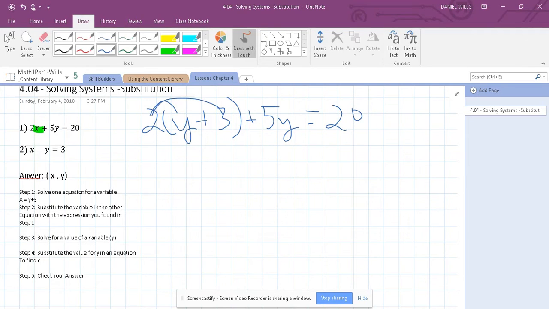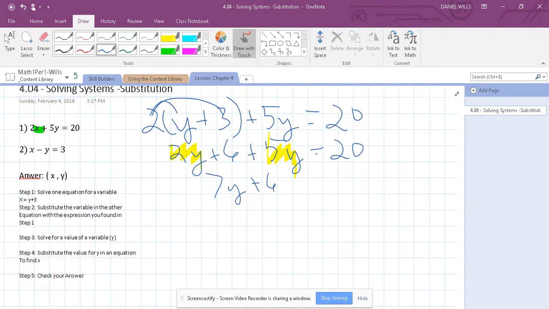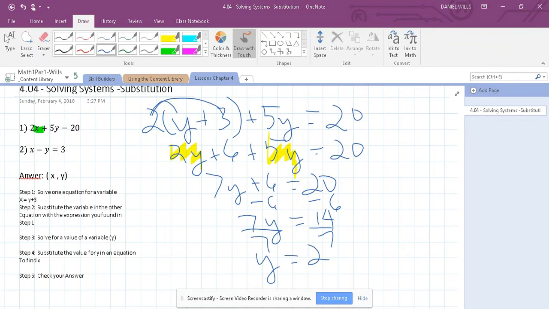Distribute the 2 to both terms in the parentheses, and you have 2y plus 6 plus 5y equals 20. Now we have to go ahead and add our like terms. So you have 2y and you have 5y. Add those together, you have 7y plus 6 equals 20. Now we just use the basic moves of algebra to solve the equation for variable y. Subtract 6 from each side, 7y equals 14, divide by 7 on each side, and you end up with y equals 2. That is part of our final answer.